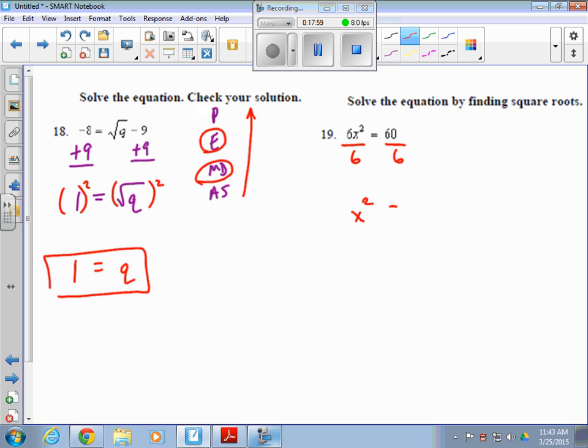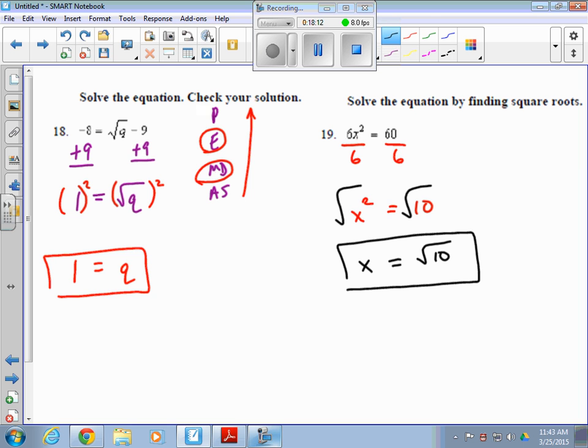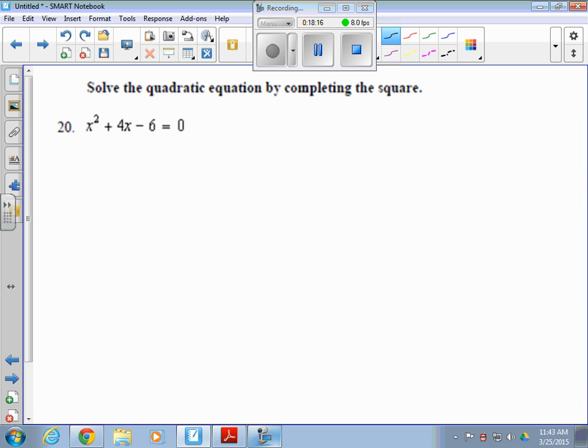X squared equals 10. Undo squaring something by taking a square root. If you do it there, do it here. X is going to be by itself equals the square root of 10. And remember, that'll be both a positive and a negative value, since that doesn't simplify any further than the square root of 10. 20 says solve the quadratic by completing the square.